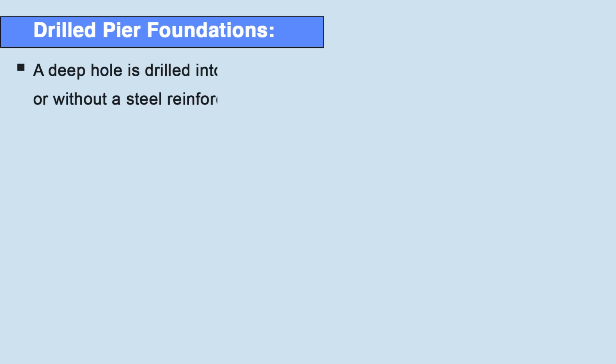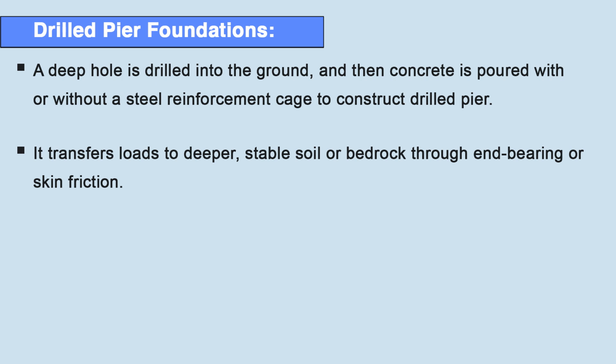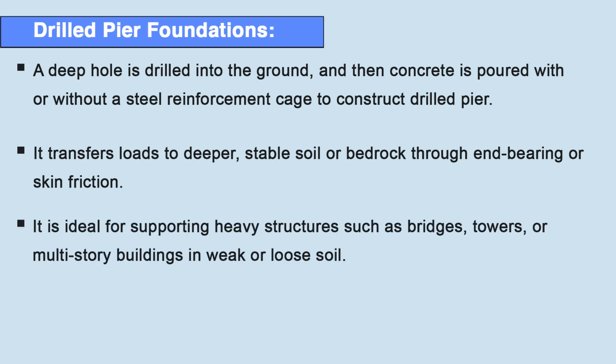Then what are the various types of pier foundations? First is drilled pier foundation. A deep hole is drilled into the ground and then concrete is poured, with or without a steel reinforcement cage, to construct the drilled pier. It transfers load to the deeper, stable soil or bedrock through end bearing or skin friction. It is ideal for supporting heavy structures such as bridges, towers or multi-story buildings in weak or loose soil.